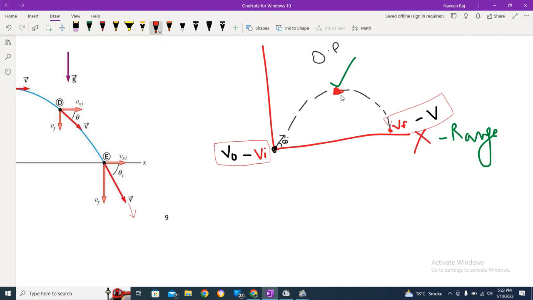Now consider this ball, or the ball at any place in this projectile motion, and resolve it. If you haven't checked out my video on resolution of a vector, do check that out because it is being used over here. This ball is moving in this direction, but we need to resolve it into its components: Vx along the x-axis and Vy along the y-axis. This is the resolution of a vector.